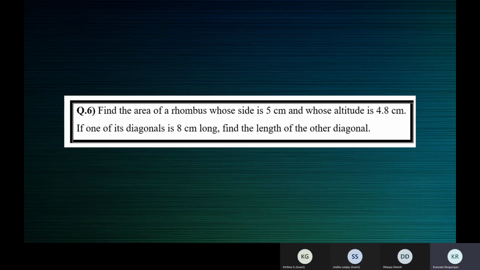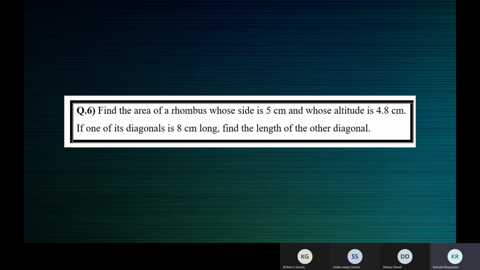Yes, ma'am. All right. So in this question, find the area of a rhombus whose side is 5 centimeters. Side meaning base. You can make a note. Side meaning the base is 5 centimeters and whose altitude is 4.8 centimeters. So we are given the base and the altitude of the rhombus. So it's easy to find the area, base into height. Now, if one of its diagonals is 8 centimeter long, find the length of the other diagonal.